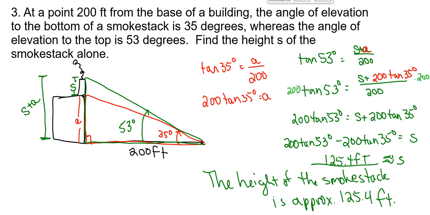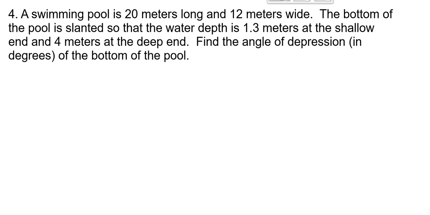And personally, I find these to be just kind of a fun thing to do. So go ahead if you want to pause this to try number 4. I'm going to just keep working through to set it up, and then I might do my work and then show that. So it says a swimming pool is 20 meters long and 12 meters wide. The bottom of the pool is slanted, so the water depth is 1.3 meters at the shallow end and 4 meters at the deep end. Find the angle of depression in degrees of the bottom of the pool.